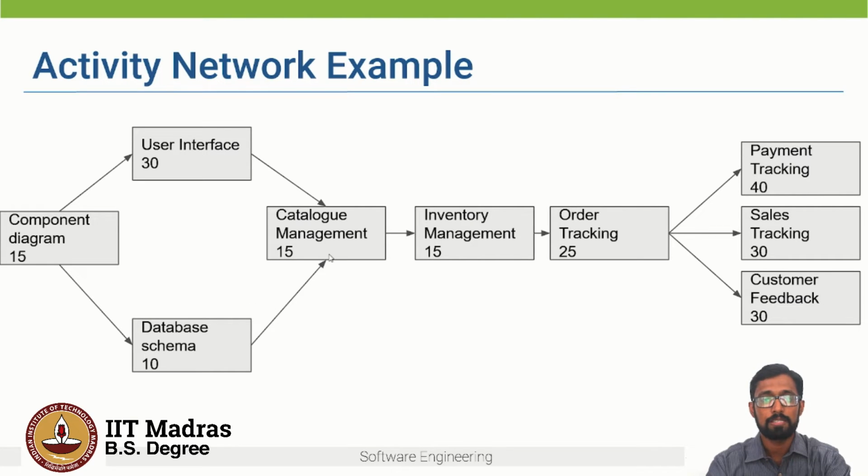So here you can see that catalog management has to be completed before inventory management can start, and order tracking can start only after inventory management is completed. But then we see that payment tracking, sales tracking, and customer feedback can happen in parallel. Right? So this is one example of an activity network.